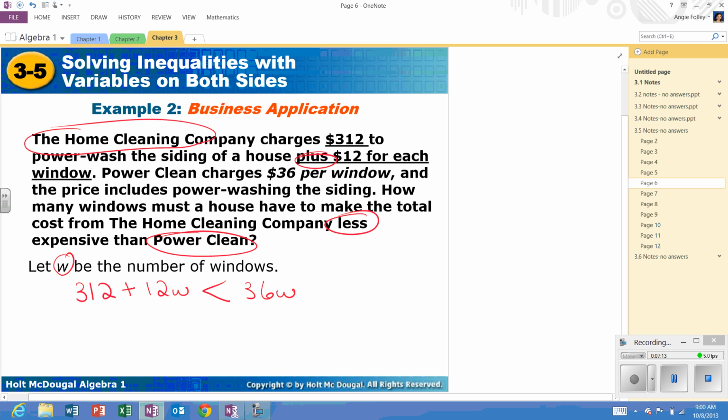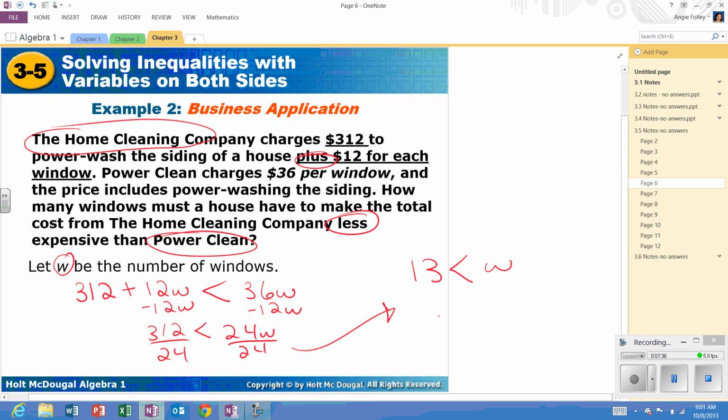Now we can solve for W. I'm going to move my 12 over to the other side. 312 is less than 24W. Divide both sides by 24. So now 312 divided by 24 comes out to 13 is less than W.